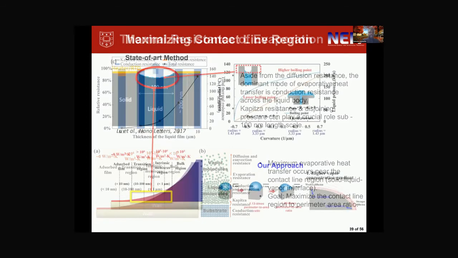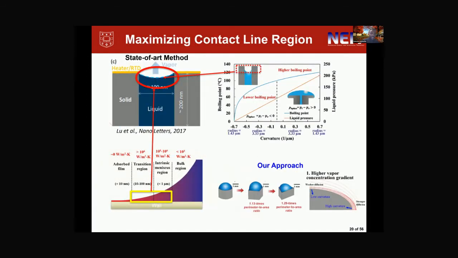And so what has been done in the past? If we look at some of the state-of-the-art methods, there's been a lot of great work in thin film evaporation. The idea is that we want to reduce the length scale of the liquid film, and by reducing this length scale, you are able to get the evaporation from the transition and intrinsic regions. And so that's really been the state-of-the-art method.